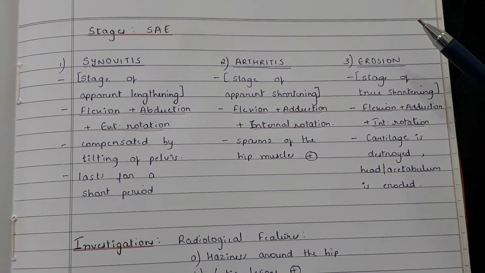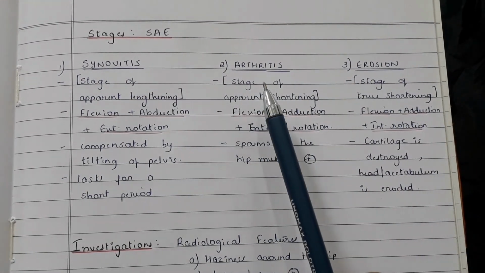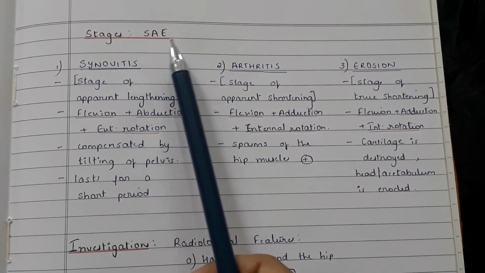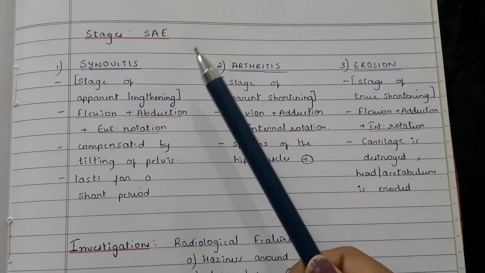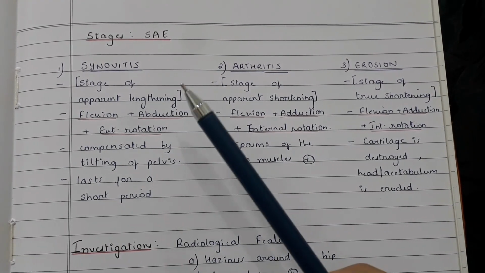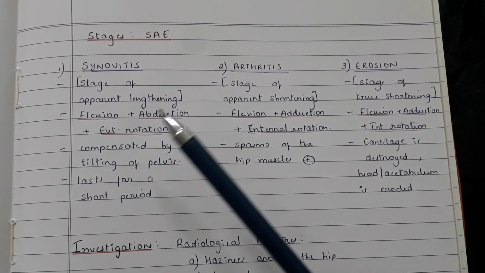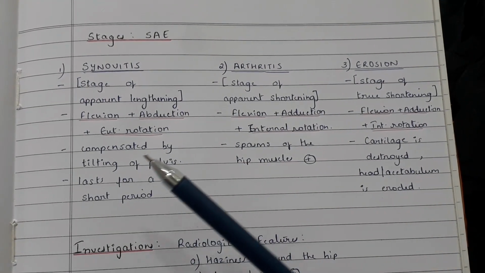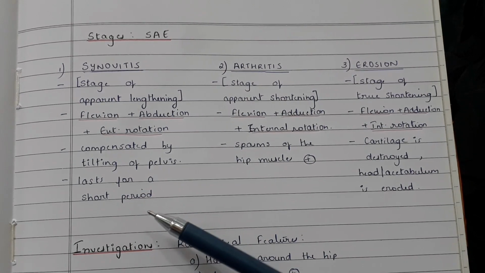The stages of TB of the hip are the stage of synovitis, the stage of arthritis, and the stage of erosion. You can remember this as SAE: synovitis, arthritis, and erosion. Let's see the stage of synovitis. It is also called the stage of apparent lengthening. The deformity seen here is flexion, abduction, and external rotation of the hip. It is compensated by tilting of the pelvis, and it lasts for a short duration.